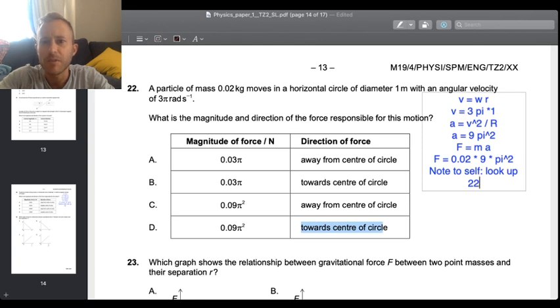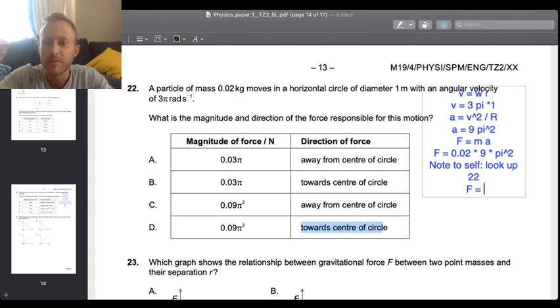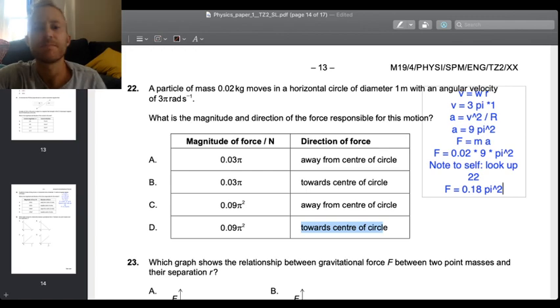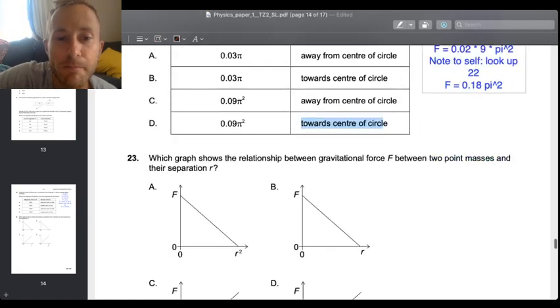I think that might be a typo on their part because I'm getting that the answer is F equals 0.18 pi squared. So I don't even see that as an option. So I think none of them are correct, but maybe I'm wrong.